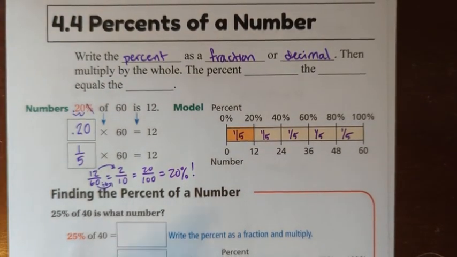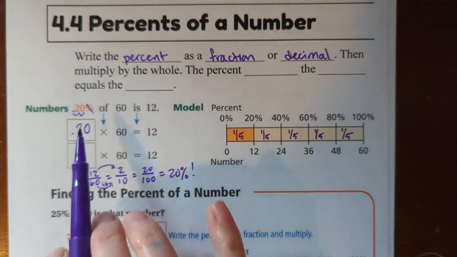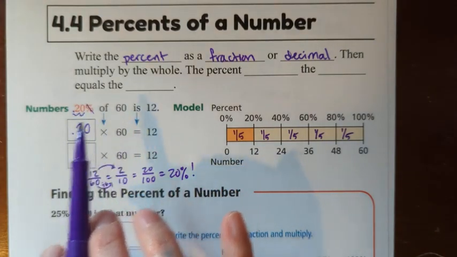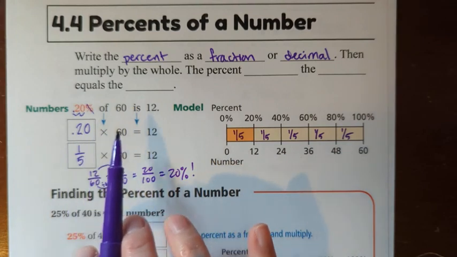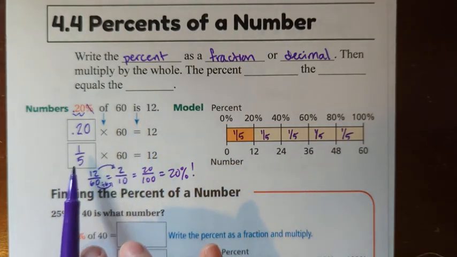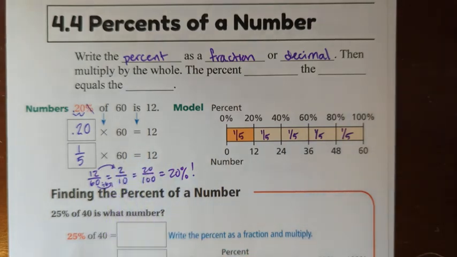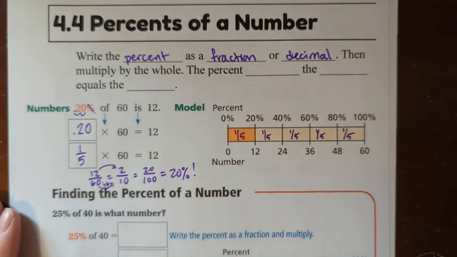Yay, math. So full circle here. 20% of 60 is the same as saying 20% times 60, which is telling me that 1/5 of 60 is 12. Magic.